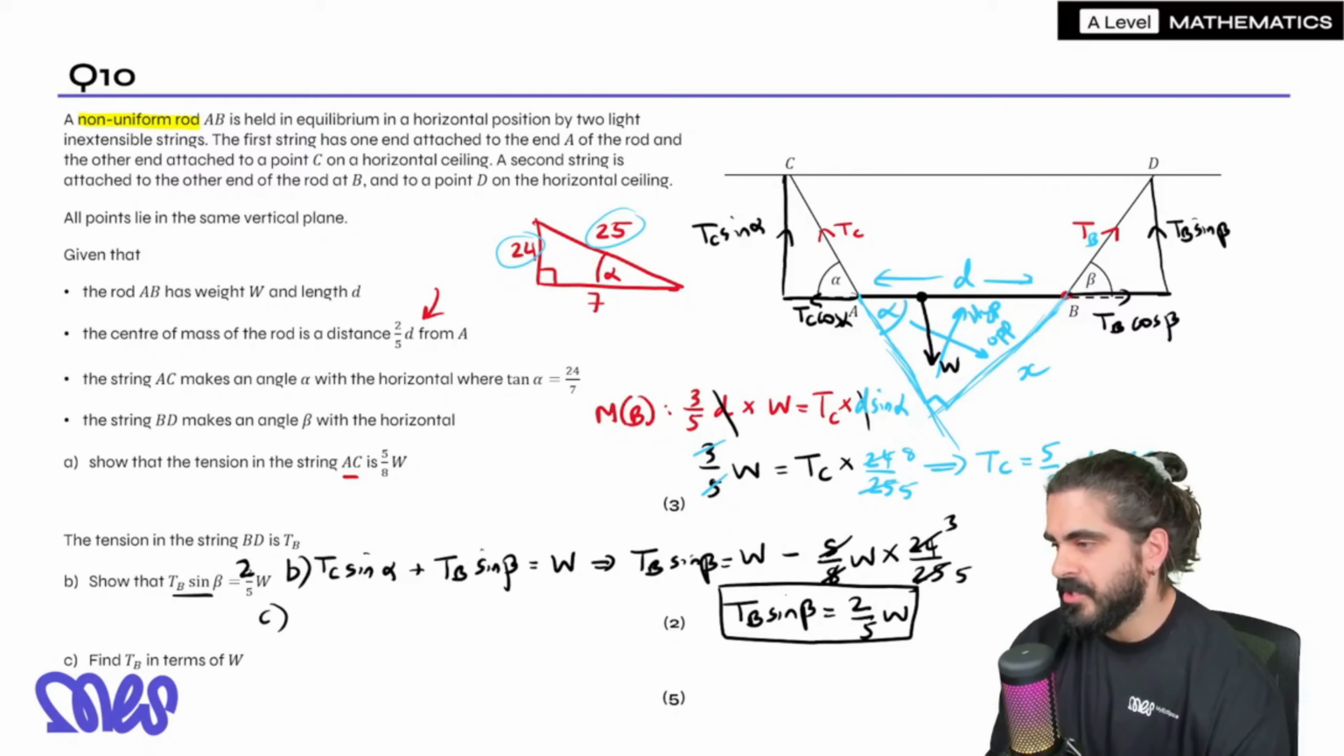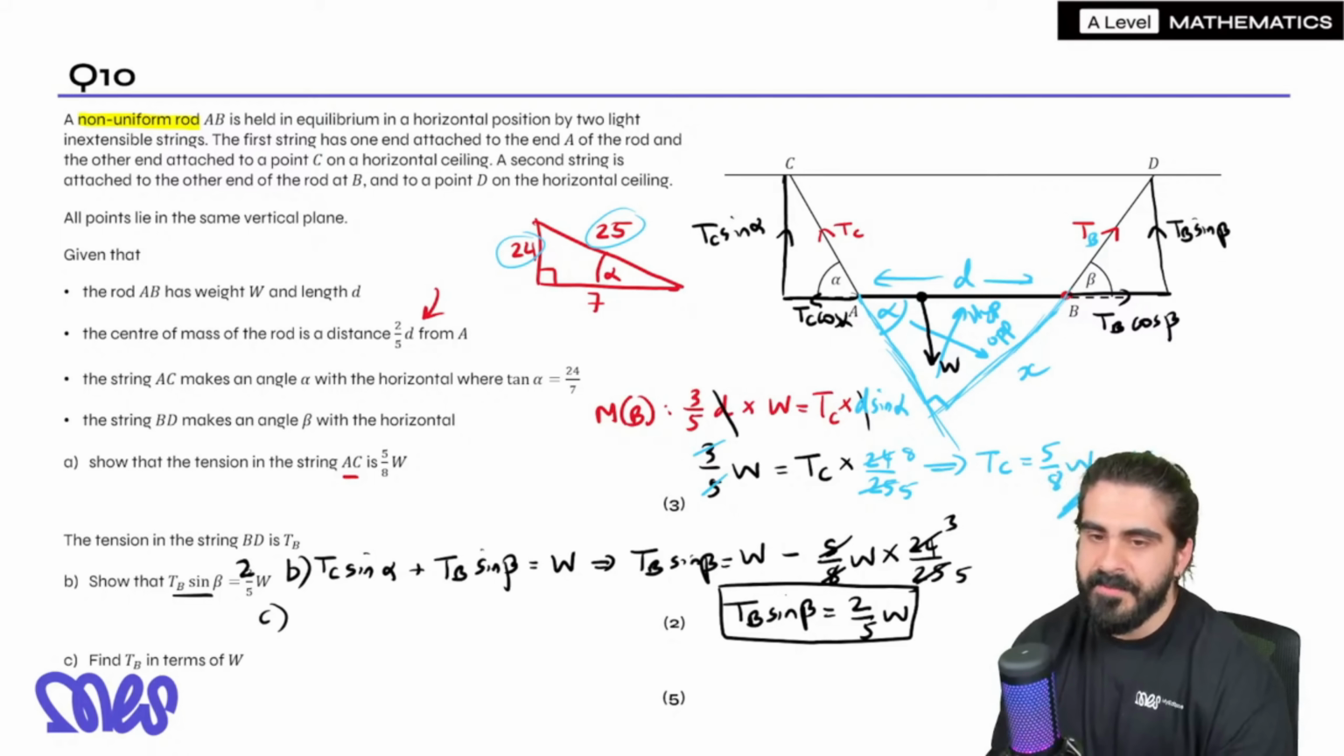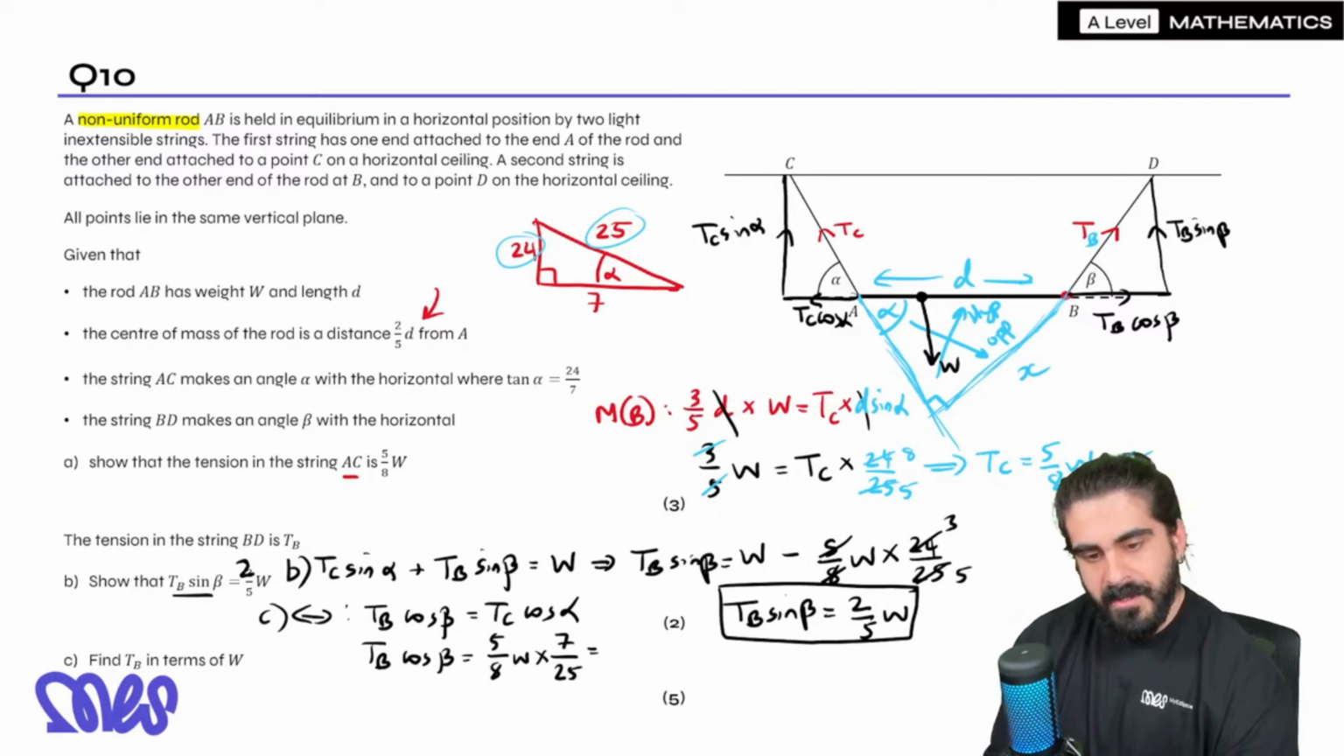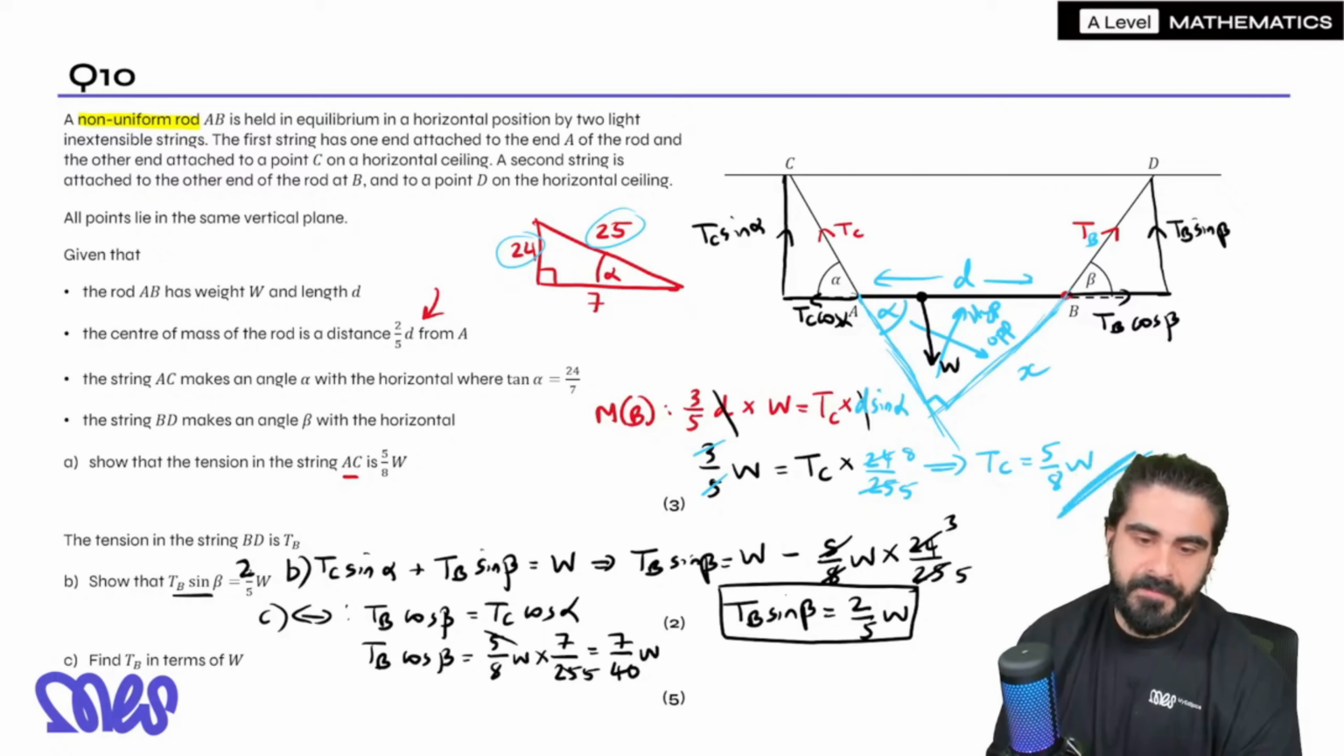Okay, what's left is to just do left, right. Yeah, what's the left and the right? So by looking left and right, we see TB cos beta is TC cos alpha. So TB cos beta is TC, which was 5/8 W, times cos alpha, which is 7/25. Which the 5 cancels that 5, times 7 is 7/40 W. So if I write it underneath, we have TB cos beta is 7/40 W.